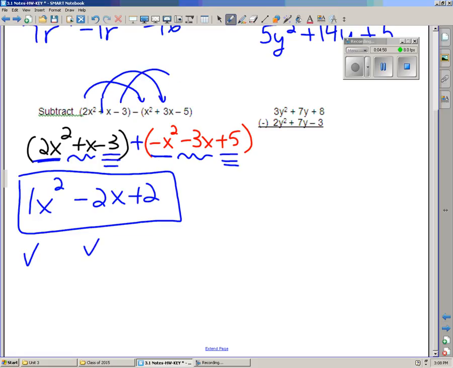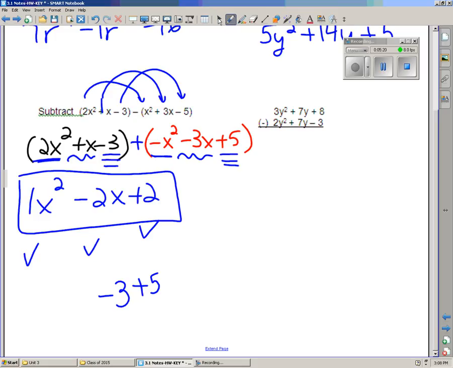If I did -3 minus -5, that's like saying -3 plus 5, and that's where the answer is 2. So whether you keep change all, or you just subtract, realizing every single term in the second parentheses is subtracted, it doesn't matter.